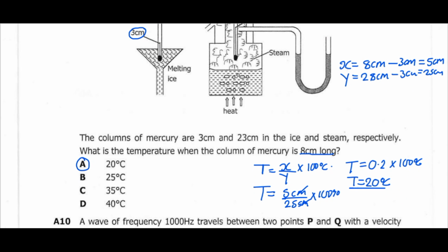So remember, if you are facing issues understanding this, the point is you will always be given the length when the thermometer was placed in melting ice. Then for these two numbers, for 23 and 8 centimeters, if you forget which one must be the denominator and the numerator, the smaller number is always going to be on the numerator. The denominator will always be the larger number.